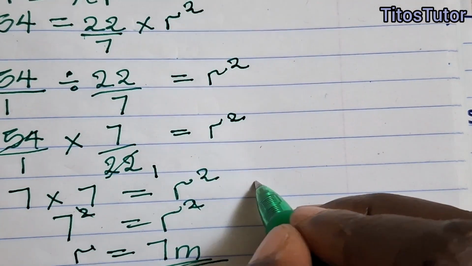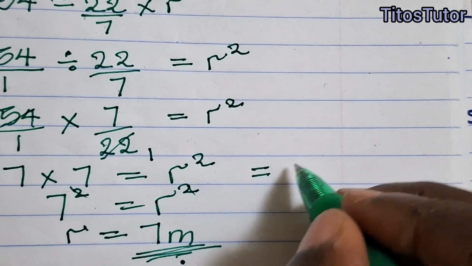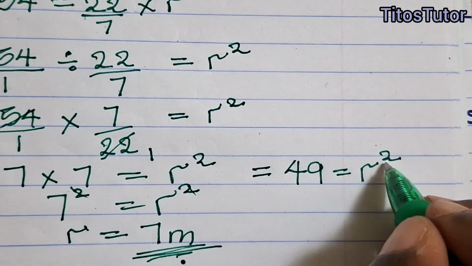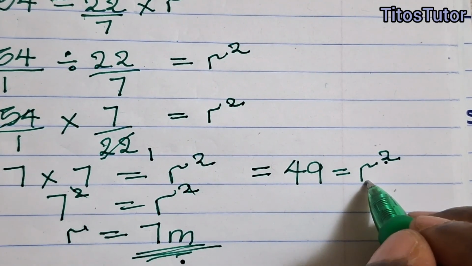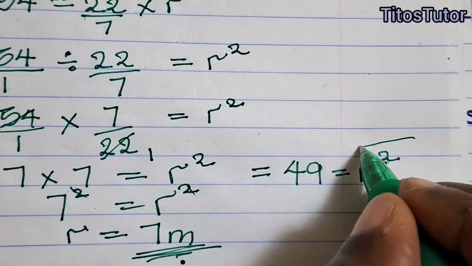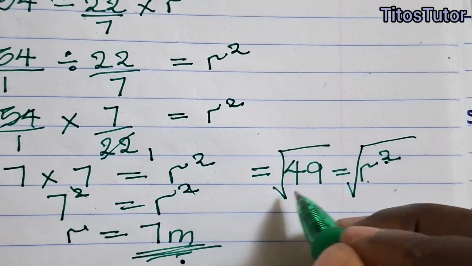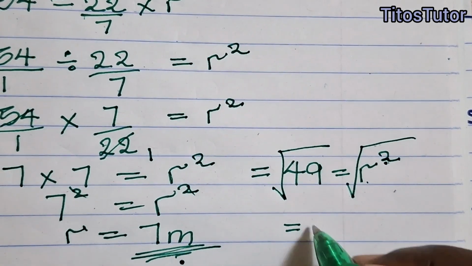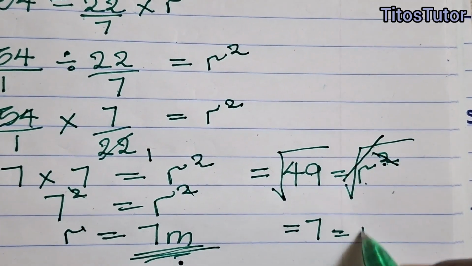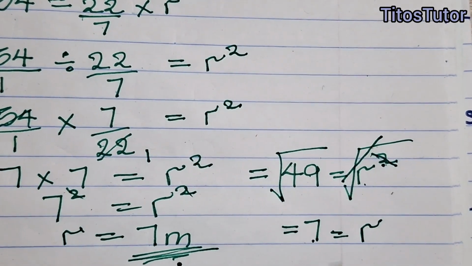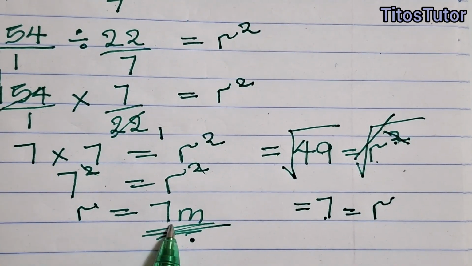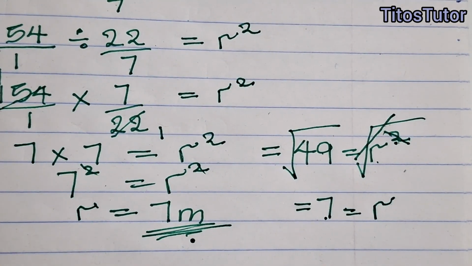Another way of doing it is, make sure you know that your 7 times 7 is 49 is equal to r square. To get rid of square, because you're actually looking for r, not r square, in algebra, to get rid of square is to square root both sides. Square root of 49 is 7, and square cancels square root. So you have your radius as 7. So any method you decide to use is the same. Your radius is 7 meter, and you're done.